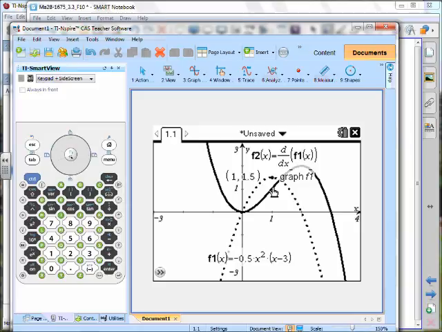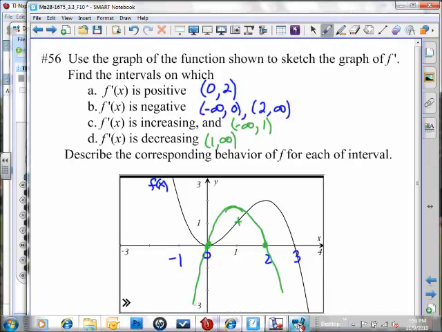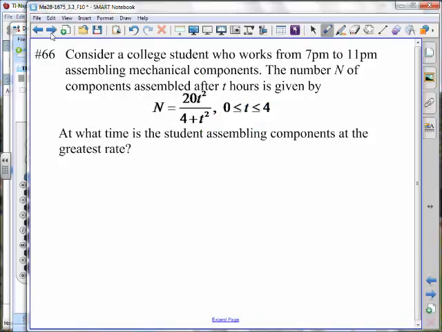Okay, we've got 15 minutes. I'm really anxious to get to the next few problems, so let's move on.